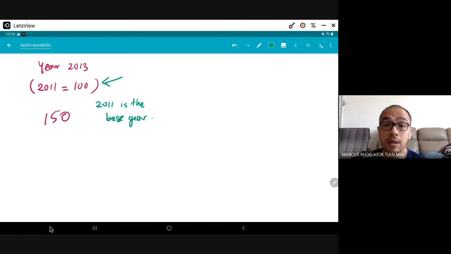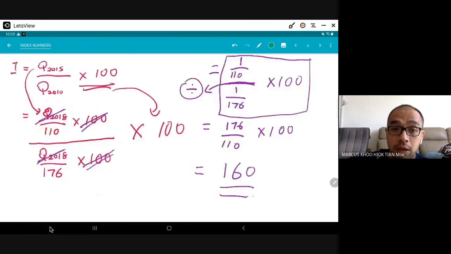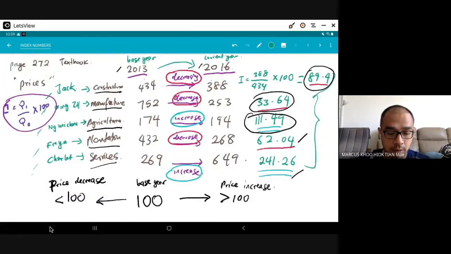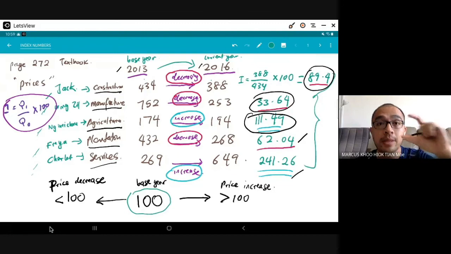Okay, remember the first picture I gave you just now? There, this one. If the number is 100, that year is the base year. Okay, very important thing. If it is more than 100, price increase. If it is less than 100, it's price decrease lah. Okay, but if that number is 100 on that particular year, then that year is the base year.